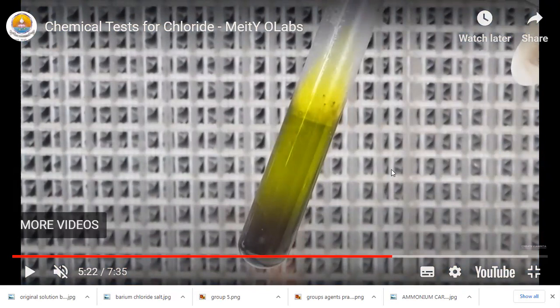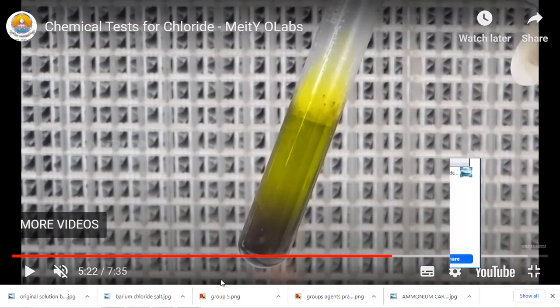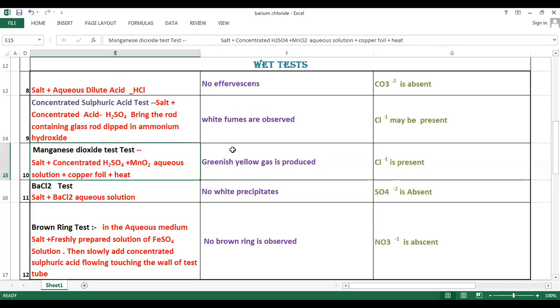Now, while performing this test, if you do not get the greenish yellow gas properly, we generally add a copper foil inside it, which behaves as a catalyst to produce greenish yellow chlorine gas easily. So you can see that in the manganese dioxide test, my dear students, the greenish yellow gas produced, which you can see on the screen, is nothing but chlorine gas. And this is how we confirm that chlorine gas is present.